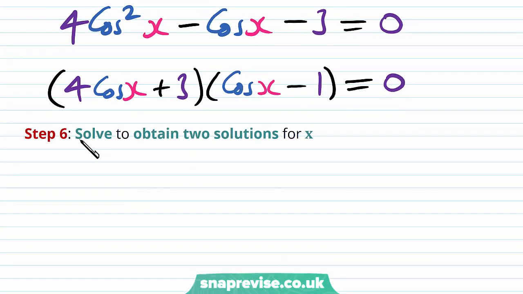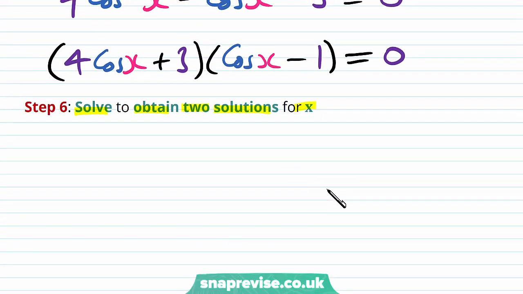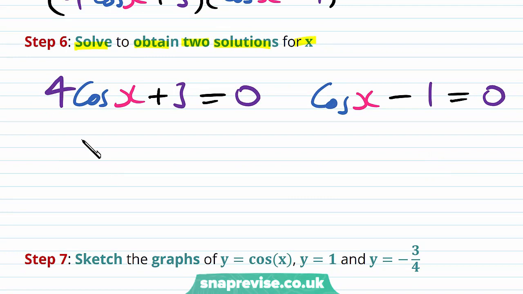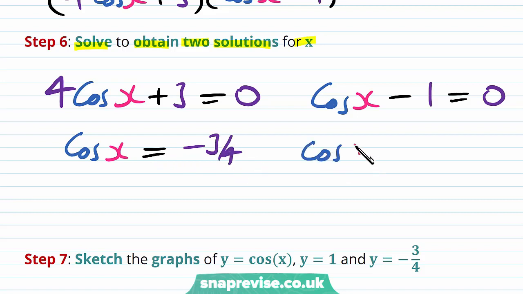Our sixth step is to solve to obtain two solutions for x. We have to solve our two brackets equal to 0. We have that 4 lots of cos of x plus 3 is equal to 0. That's our first bracket. And our second bracket is such that cos of x minus 1 has to be equal to 0. We can rearrange to get that cos of x is equal to minus 3 over 4 for this equation, and that cos of x is equal to 1 for this equation.